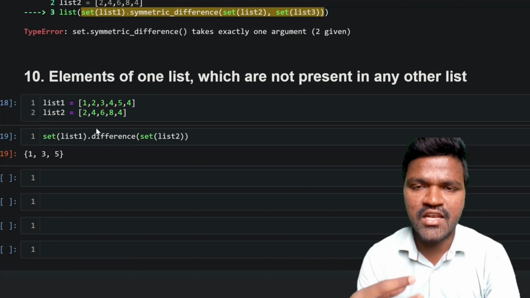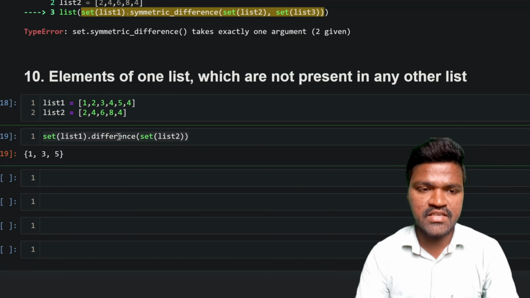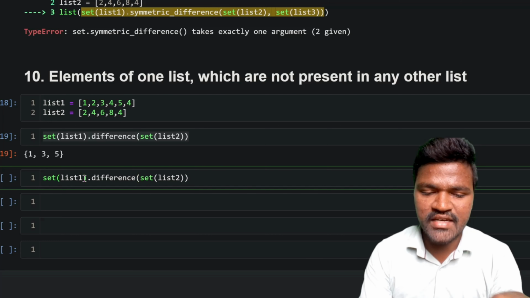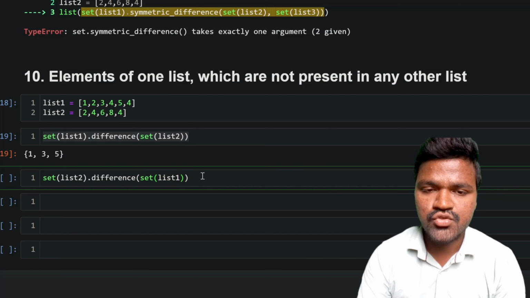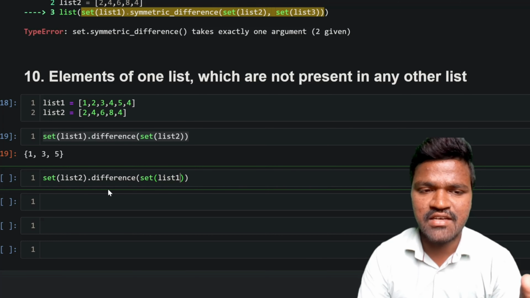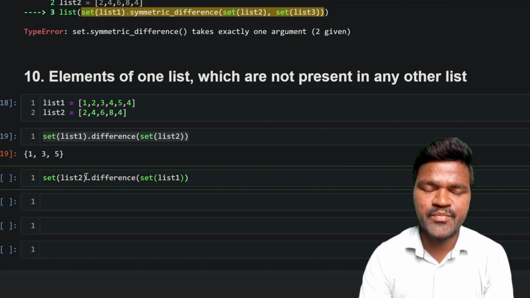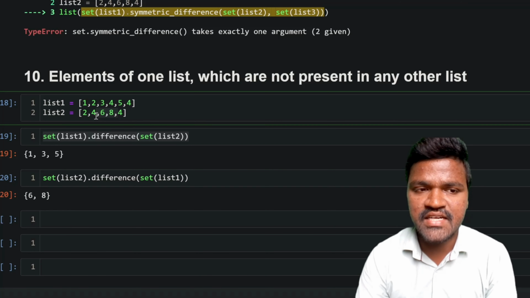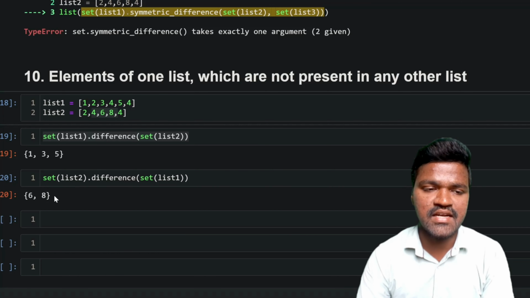If you want to get the elements only present in list 2, what we can do here is take the same thing. We need to mention list 2 at the beginning, and while passing the parameter, we need to mention list 1. So I am interchanging the elements. Now if I execute this, we are getting 6 and 8. These 6 and 8 are only present in list 2 and not present in list 1. That is the reason we are getting the result 6 and 8.